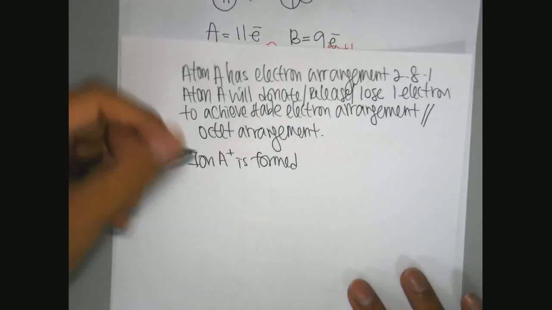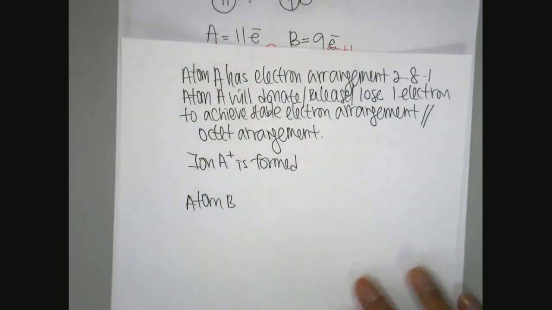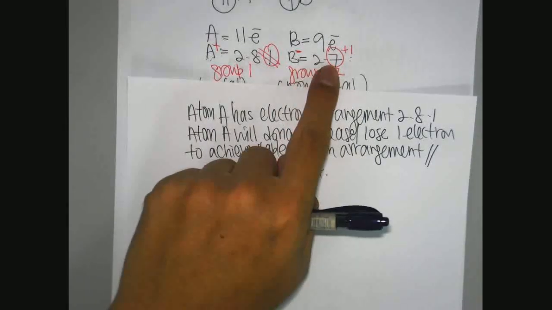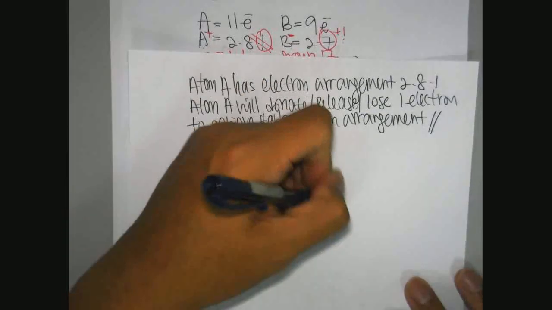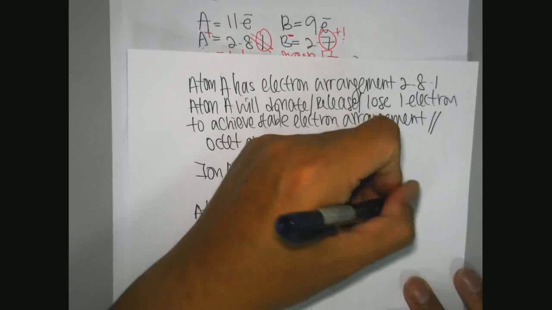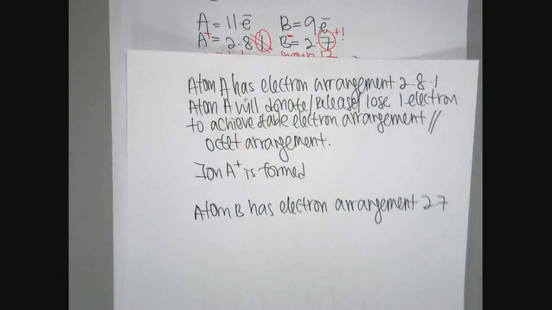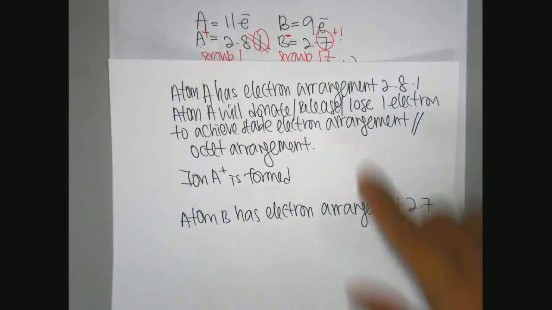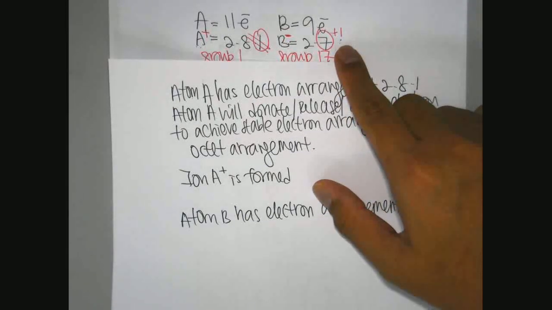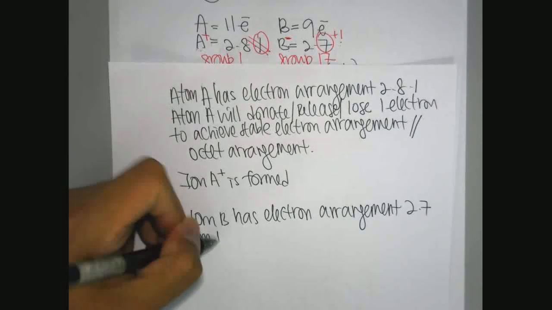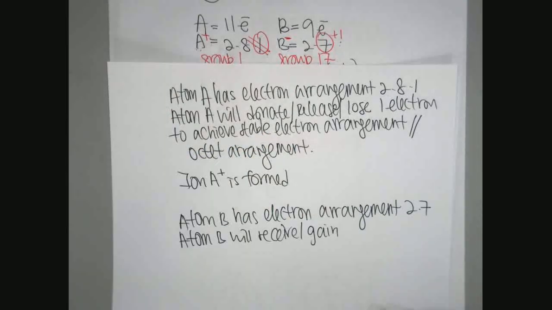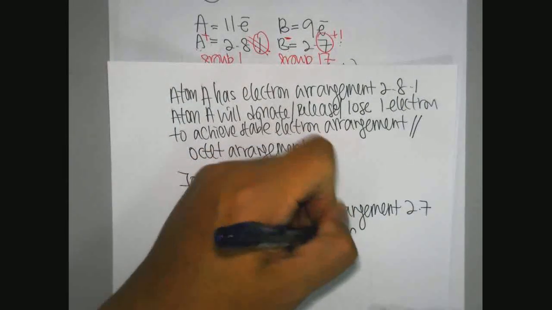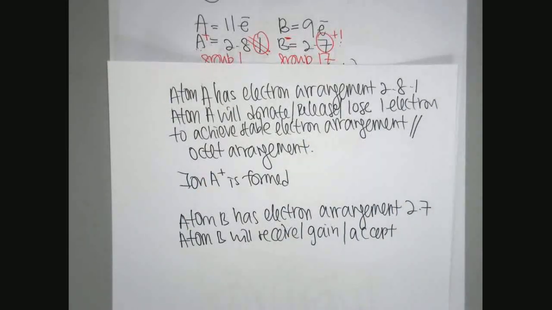So we can look at the atom B. Atom B initially is 2,7. So the electron arrangement for atom B is 2,7. When you have 2,7, what will atom B do? As you can see from here, you need +1. +1 means you receive electron. So atom B will go over to receive, or you can write the word gain. If you don't like the word receive or gain, you also can write the word accept. Atom B will receive, gain, or accept the electrons.